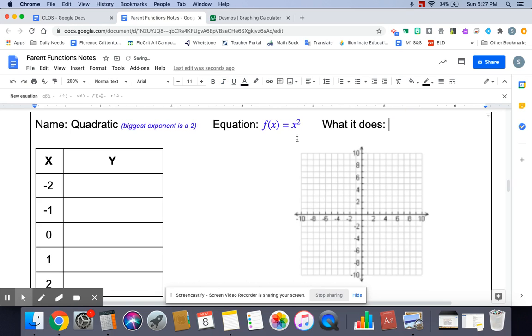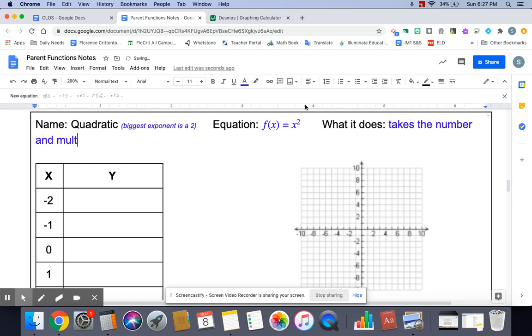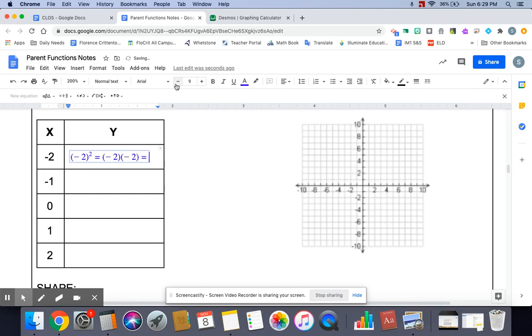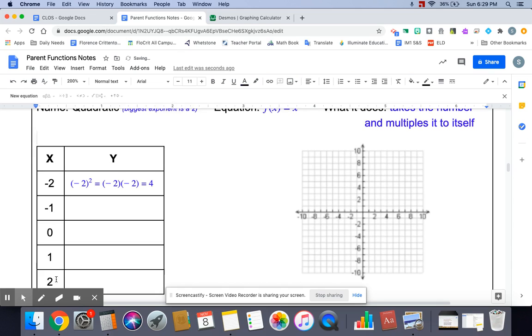So what a quadratic does whenever you have an exponent of 2 like this is it takes the number and multiplies it to itself. So if I were to take -2 and square it, what that means is I have -2 being multiplied to -2, because you take the number and you multiply it to itself. -2 times -2 becomes +4. So for this point, x is -2, so left 2. The answer is 4. +4 means up 4, and then I put a dot.